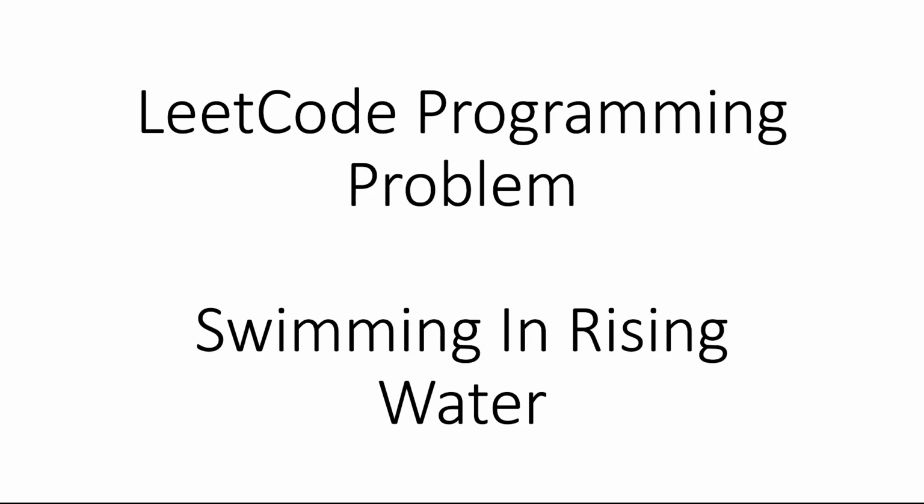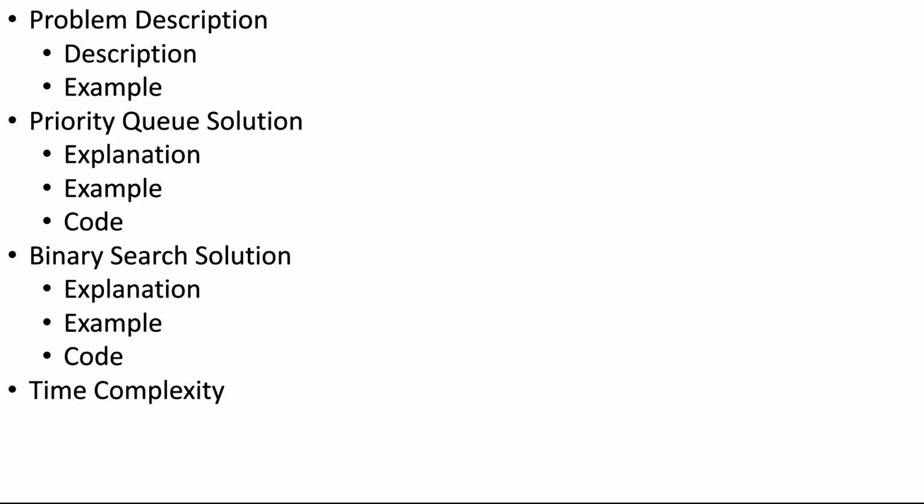Hello, my name is Nishan Chatterjee, and today we're going to look at the LeetCode coding problem called Swimming in Rising Water. First, we're going to look at the problem description and give an example, actually two examples. Then we're going to look at the priority queue solution, give an explanation, an example and the code, and we're going to do the same for the binary search solution. Then we're going to analyze the time complexity of both the solutions.